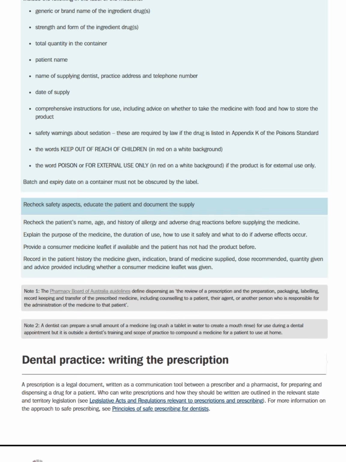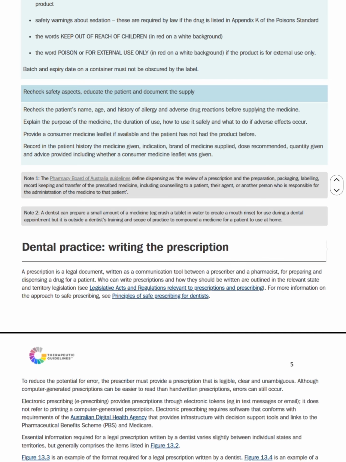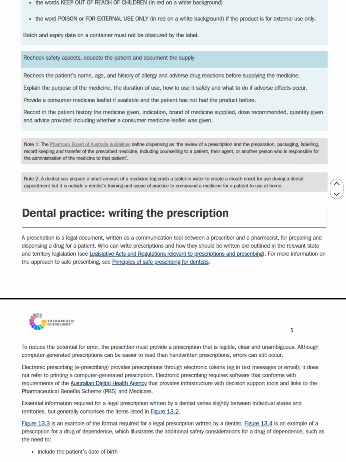Only a crushed tablet in water as a mouth rinse, we can give it to the patient, but otherwise to use at home, no, we can't do that. Dental practice, writing the prescription. A prescription is a legal document written as a communication tool between the prescriber and a pharmacist for preparing and dispensing a drug for a patient.